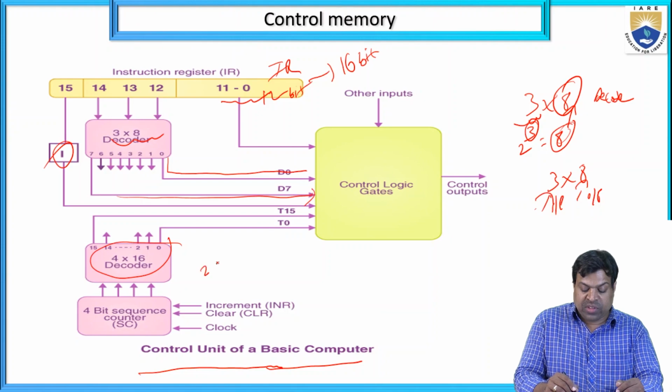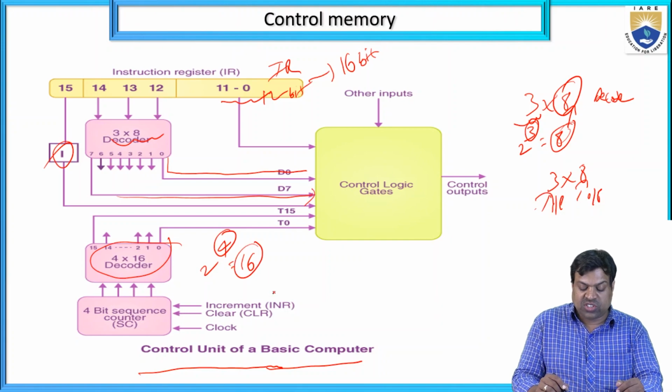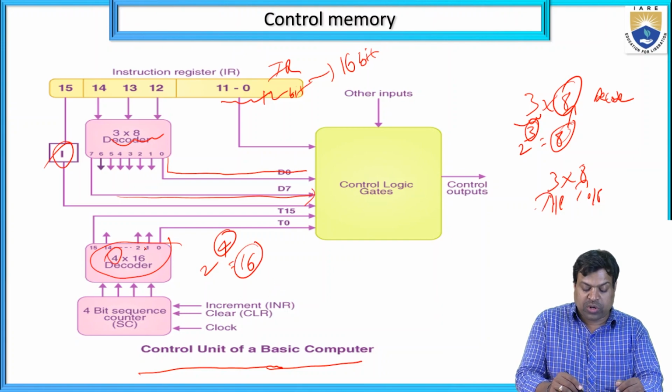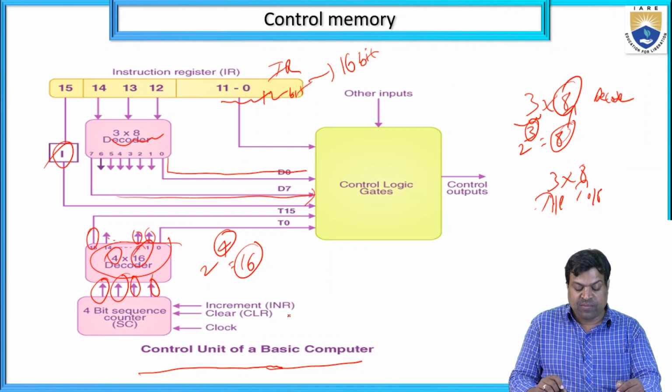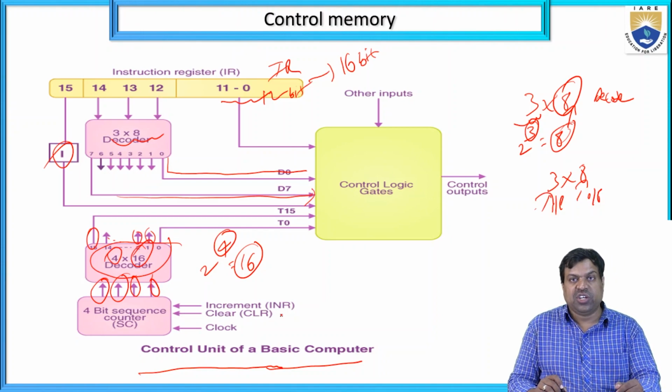4 into 16. Already we know that 4 into means 2 power 4 equal to 16. That means 4 is the input, 16 is the output. So 4 input lines, 16 output lines. You can see here 4 input lines and 1, 2, so on, 16 output lines are there. So it is a 4 into 16 decoder, 4 input and 16 output.